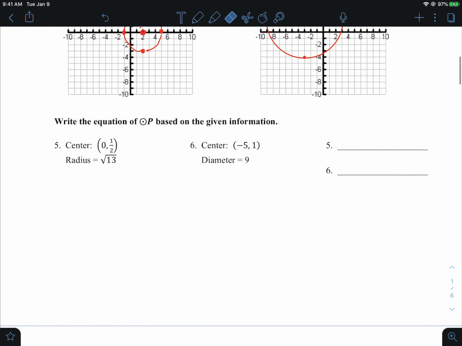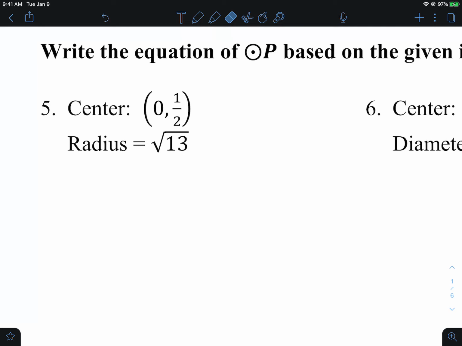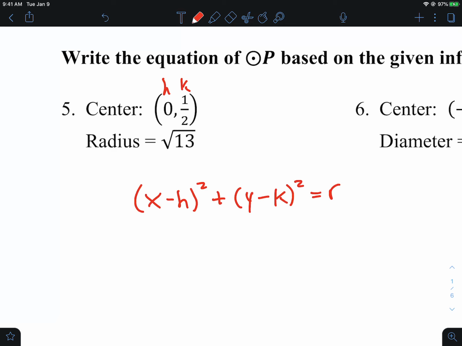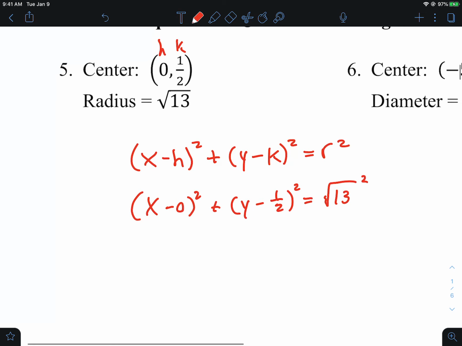Okay, 5 and 6, we're just going to go the total opposite direction. We're going to start with the center and write the equation. So this is your h piece right here. This is your k piece. And remember, the formula is (x minus h) squared, and then (y minus k) squared, and then equals r squared. Okay. So we'll go x minus 0, and we'll simplify that in a second. y minus half, that's fine if that's a decimal there. And then we're going to go the square root of 13 squared. And this one's a little special here.